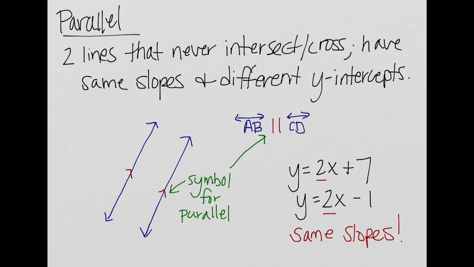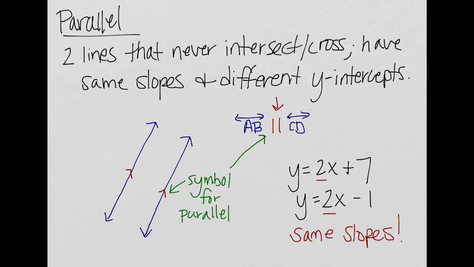Alright, so here's your parallel line definition. Two lines that never intersect or cross. They have the same slope and different y-intercepts. So again, there's your symbols. This is your symbol in more writing notation for naming lines. So you can say line AB is parallel with line L2, or whatever you want to call it, using the symbol.